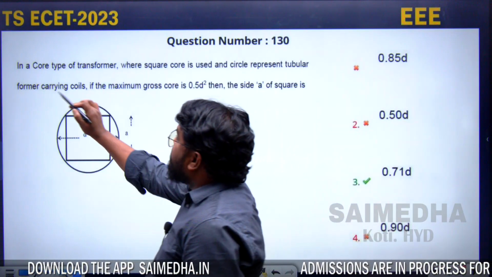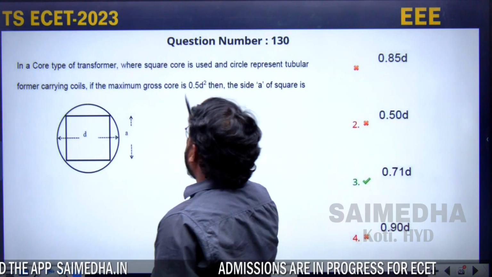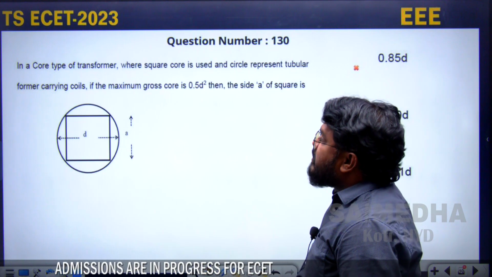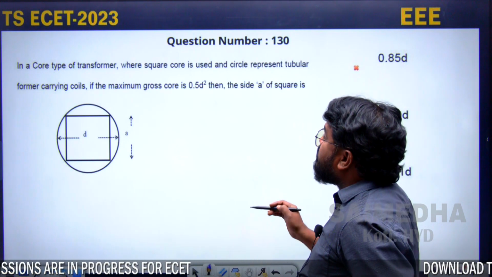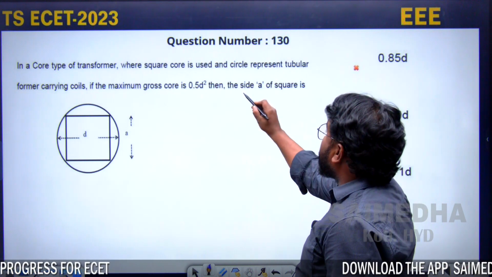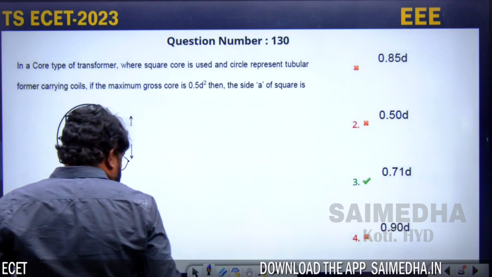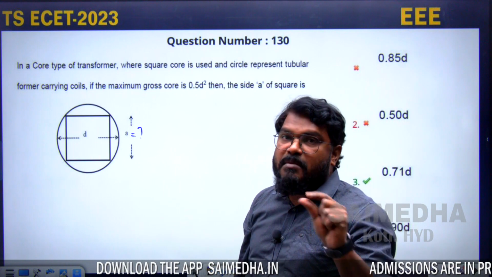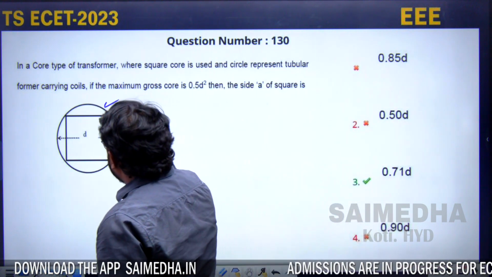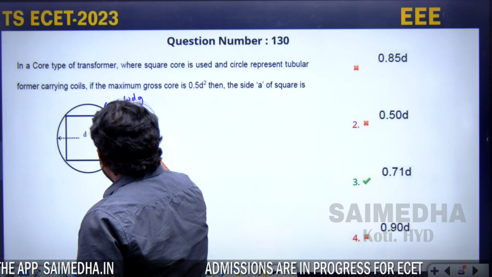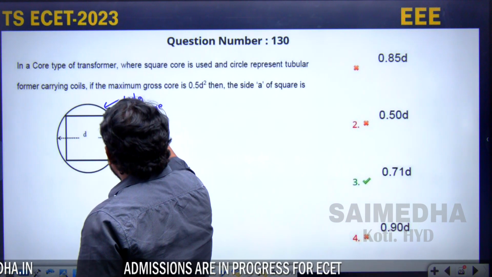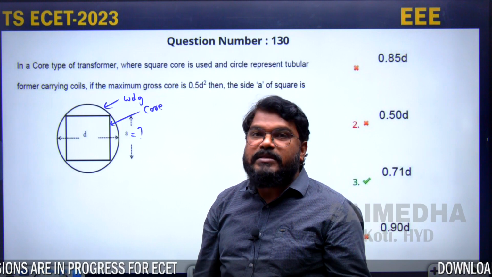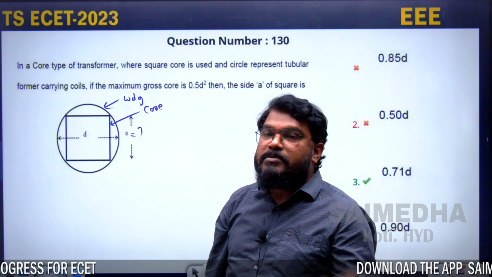Question 130. A transformer uses a square core, and the circle represents the tubular form of the current carrying coils. If the maximum cross sectional area of the core is 0.5 d square, then find the side A. A is the side of the cross sectional area of the core, and this one is the winding. This square is nothing but the core, with the winding placed around the core as shown in this figure. This type of core is known as a cruciform core or stepped core of transformers.